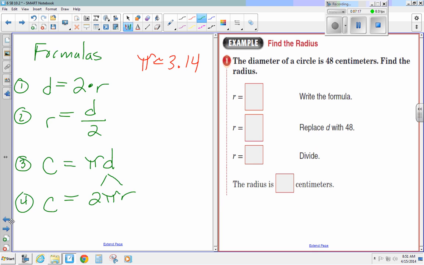So let's continue. The diameter of a circle, okay, let's write the formula. Radius is d over 2. So we replace the diameter d with 48 divided by 2. 48 divided by 2 is 24. So the radius is 24 centimeters.